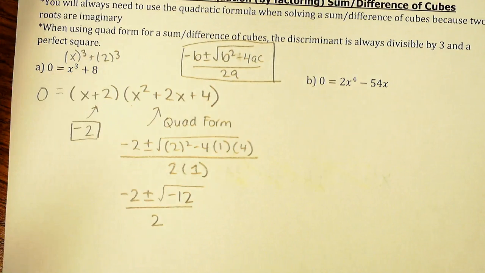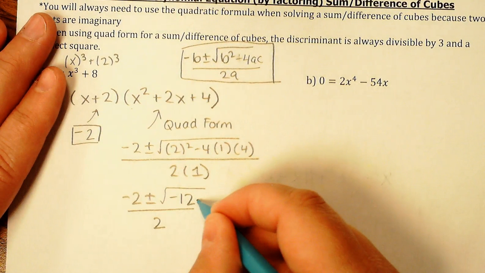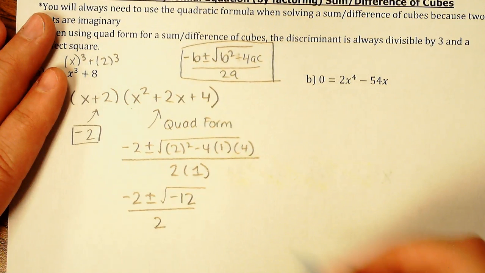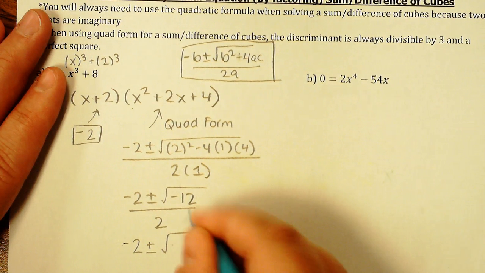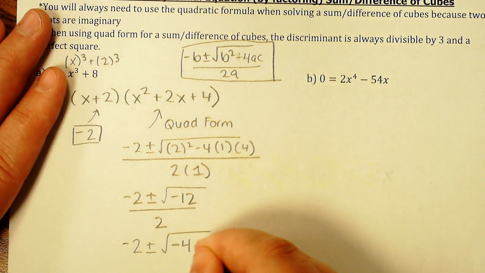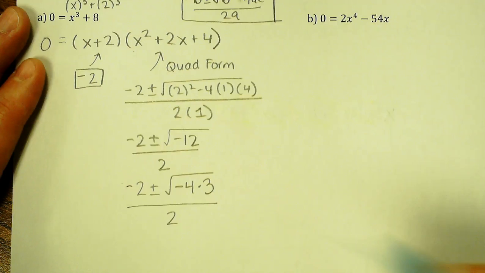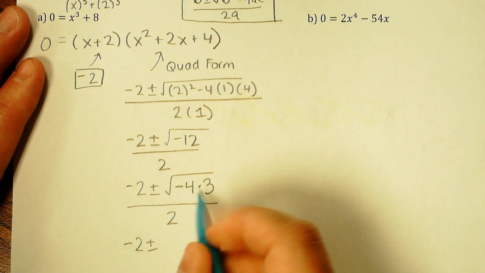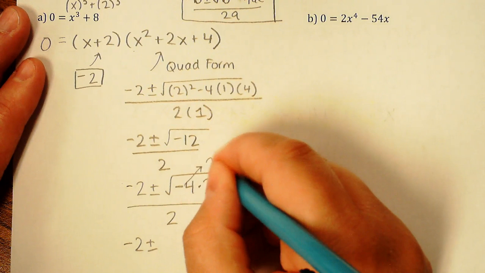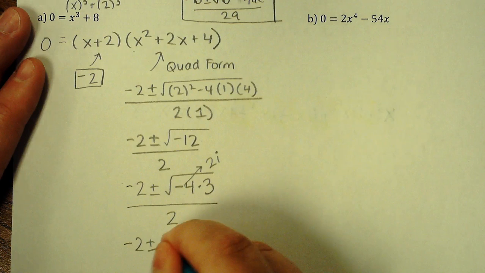Okay, now I promise you, and it says this in the directions up here, this number, if you've done this problem correctly for any of these sum or difference of cubes, will always be divisible by a perfect square and 3. So I'm just going to break down that radical. 12 is 4 times 3, so negative 12 is going to be negative 4 times 3. Now, this one can be simplified a little bit more. The square root of negative 4 is 2i. So the square root of 4 is 2, and for negative 4, you just put an i with it.